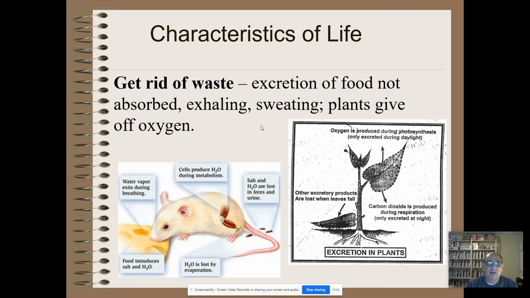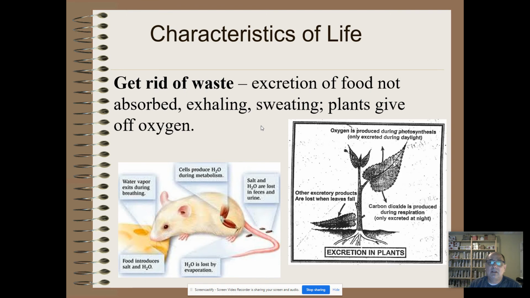As you see on the bottom left of your screen, the mouse is excreting, it's pooping or urinating. It's getting rid of the excess material in its body. Similar to the plant, which is excreting. What is it excreting? It is excreting oxygen, right? Because it's a byproduct of respiration. But that's great because as a byproduct or excretion, it's something that we need to survive. So we're breathing it in.